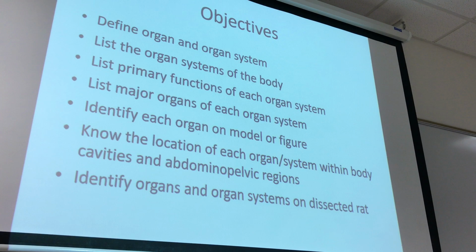List the major organs of each organ system. We're going to label those on torso guide. Identify each organ on a model or figure, hence torso guide. Know the location of each organ system within the body's cavities and abdominal pelvic regions. So we're definitely going to go over that again. One of the last things we did on Tuesday was go over the body cavities and the 9 quadrants. We'll go over that again and make sure that we list all the organs that we talked about today and which one of those quadrants or cavities they belong to.